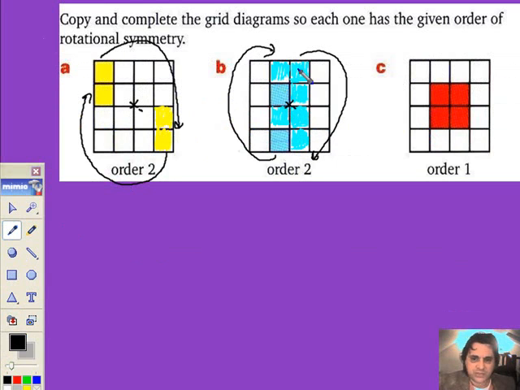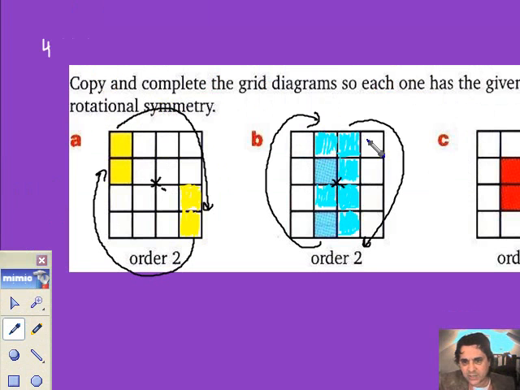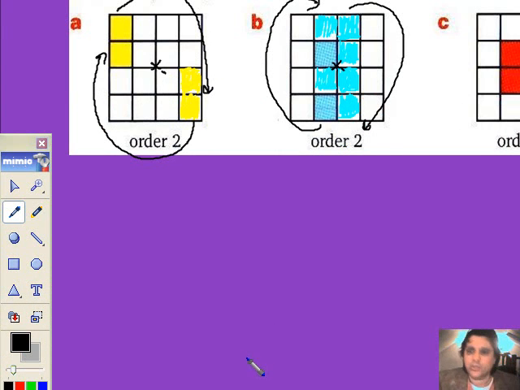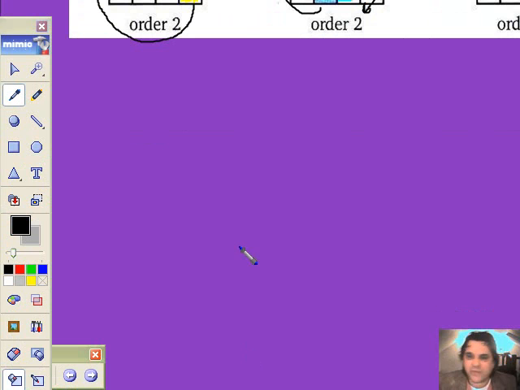It will come across, this will go round, spin around this point just there, and these two end up down here, and then those two go back home again. So that's order rotational symmetry 2. Now there's more than one answer to all of these, I'm sure, but I'm just doing the one that's obvious.